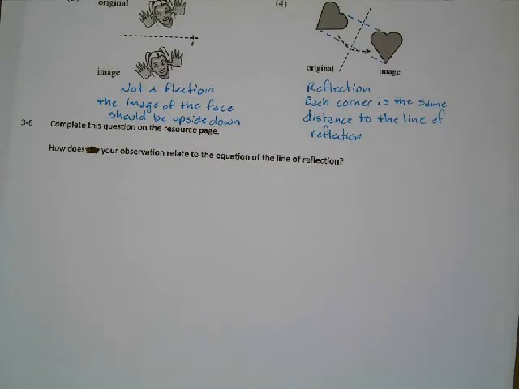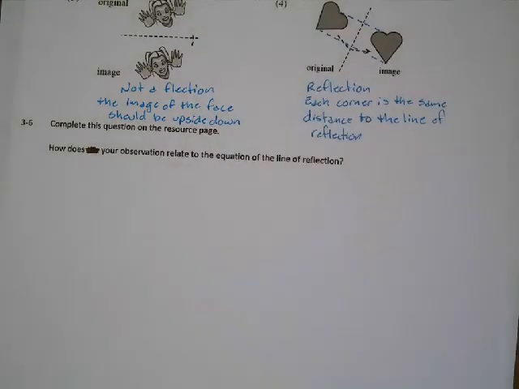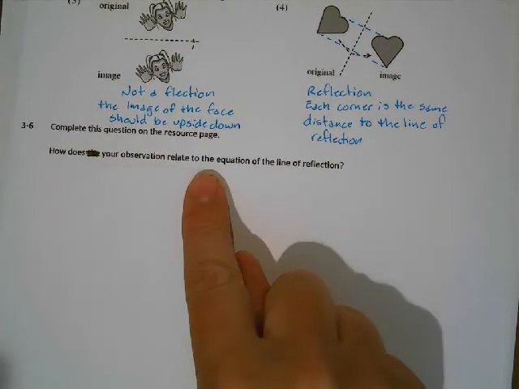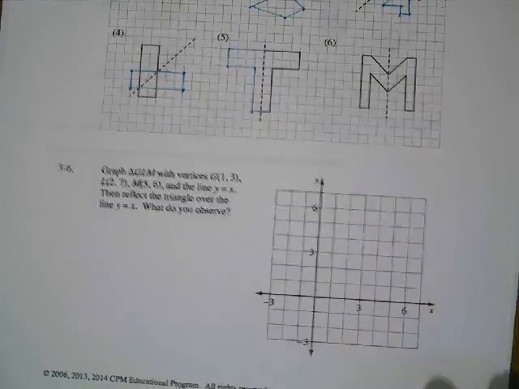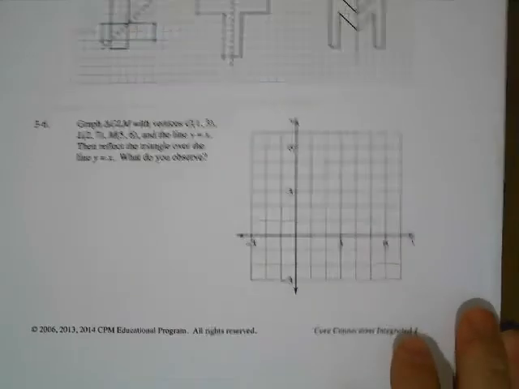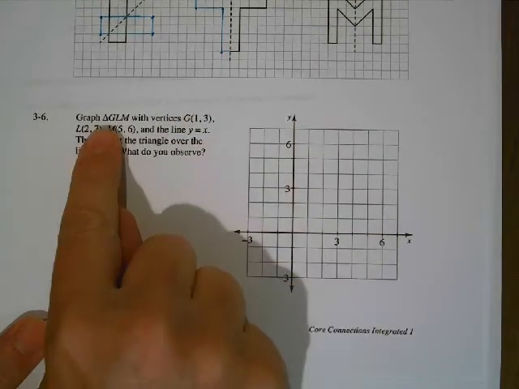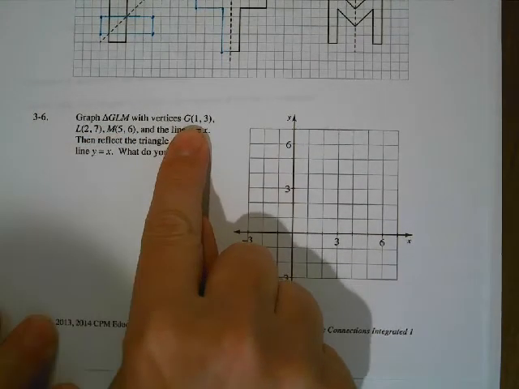All right, last one. We're going to complete the last thing on the resource page, 3-6. So we're going to look and say, how does our observation relate to the equation for the line of reflection? So here's what's going to happen. We're going to start by graphing the vertices of a triangle. So G is at 1, 3.